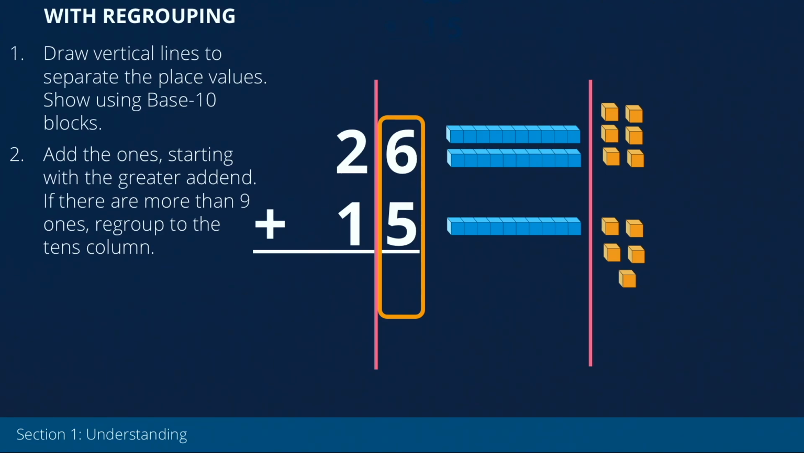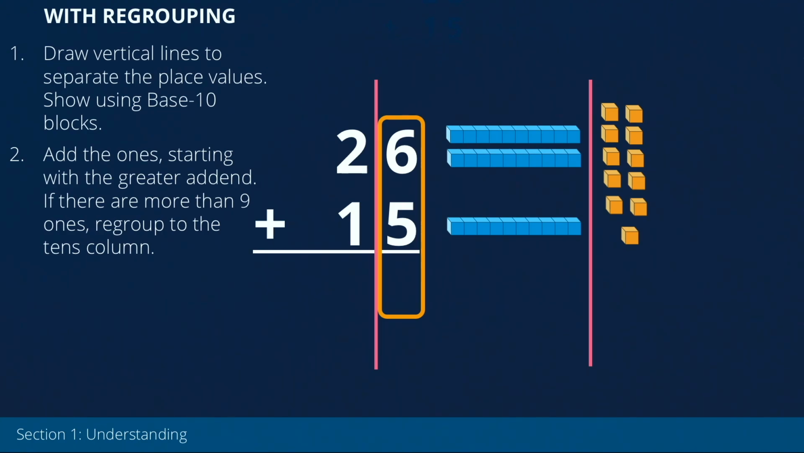Now here, I could talk about 6 plus 5 as putting two parts together, or I could talk about 6 plus 5 as having a set of 6 and joining 5 to that set. That's where that conceptual knowledge comes into play. After we think about that interpretation, I'm going to combine 6 plus 5. Now, I have to ask myself, do I have more than 9 ones? If I do, it's time to regroup.